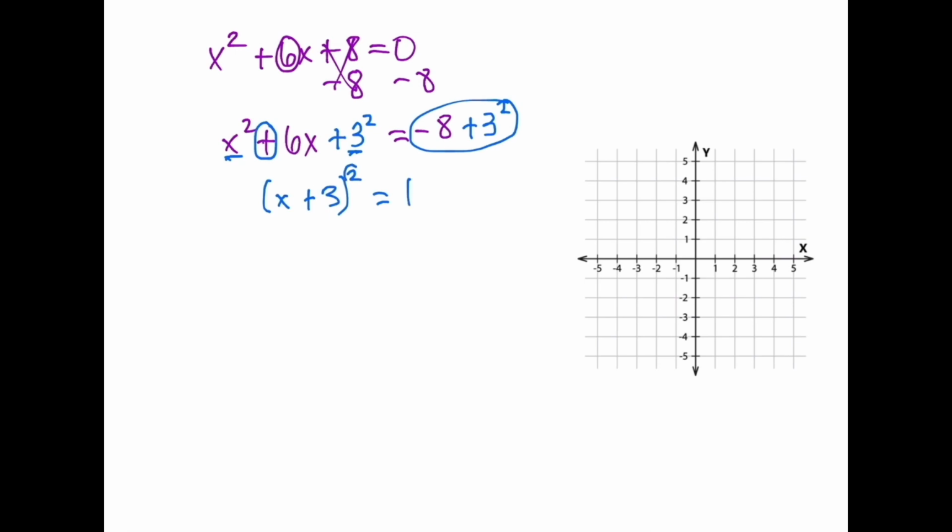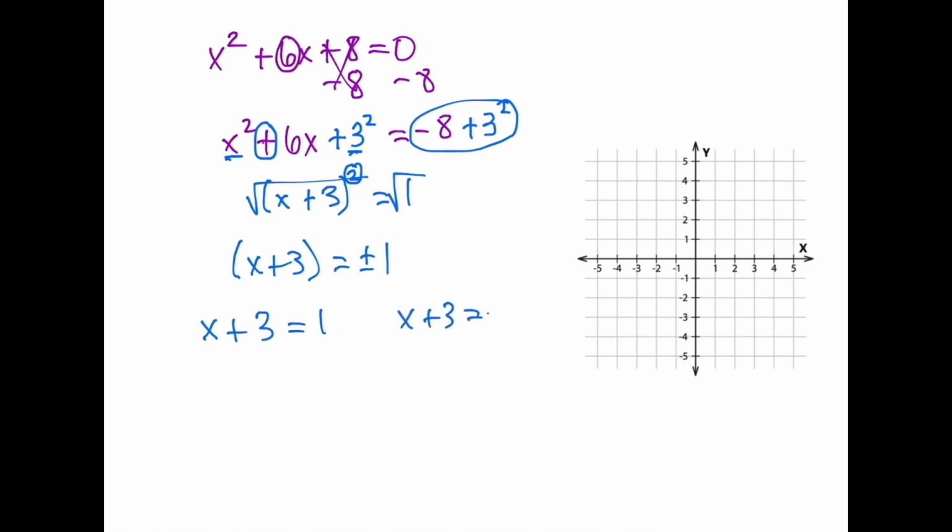Next, we need to get rid of the square by square rooting. What you do to one side, you have to do to the other. That leaves us with x plus 3 equals plus or minus 1. We now can set it up so that we have x plus 3 equals 1 and x plus 3 equals -1. When we solve these, this is going to get us the x-intercepts.